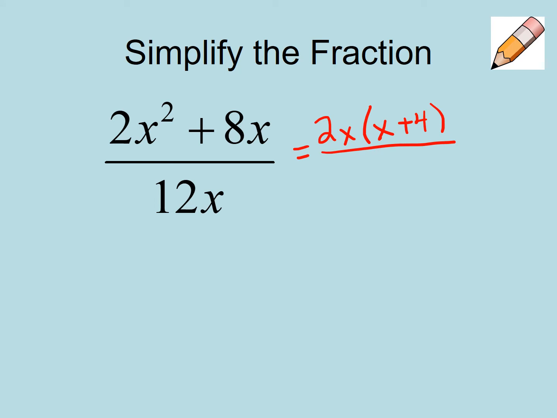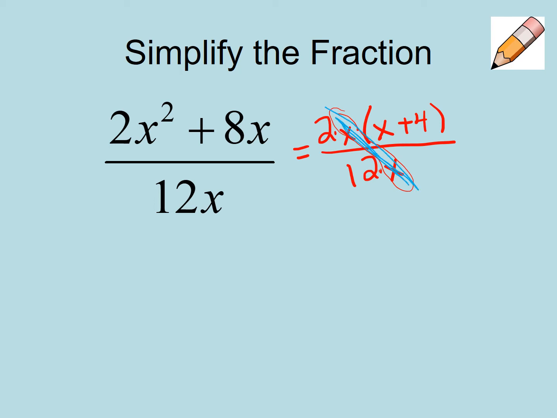Now, if we look at 12x, there's nothing that we can break apart because it's just 12 times x, so that's just going to stay as my denominator. But notice how we have a lot of numbers getting multiplied. On the top we have 2 times x plus 4, and in the bottom we have 12 times x. The common factor that the top and bottom have is this x. And because we're multiplying and these are all factors, we can actually cancel those x's out.